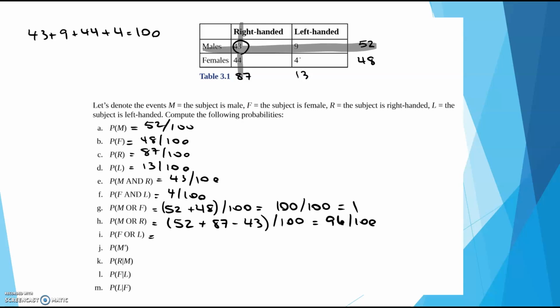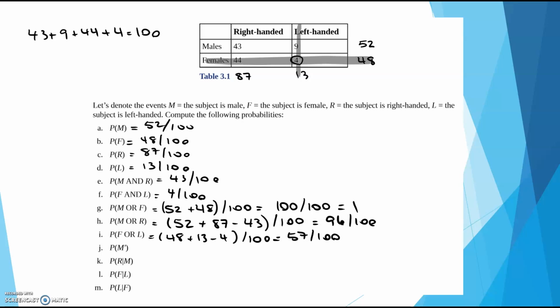And then you do the same thing for female or left-handed. So we'll count all the females, 48. All the left-handed people, 13. But notice that I counted this 4 twice. So I'll take the 48 plus the 13 minus the 4, and then divide by 100, which will give me 57 over 100.